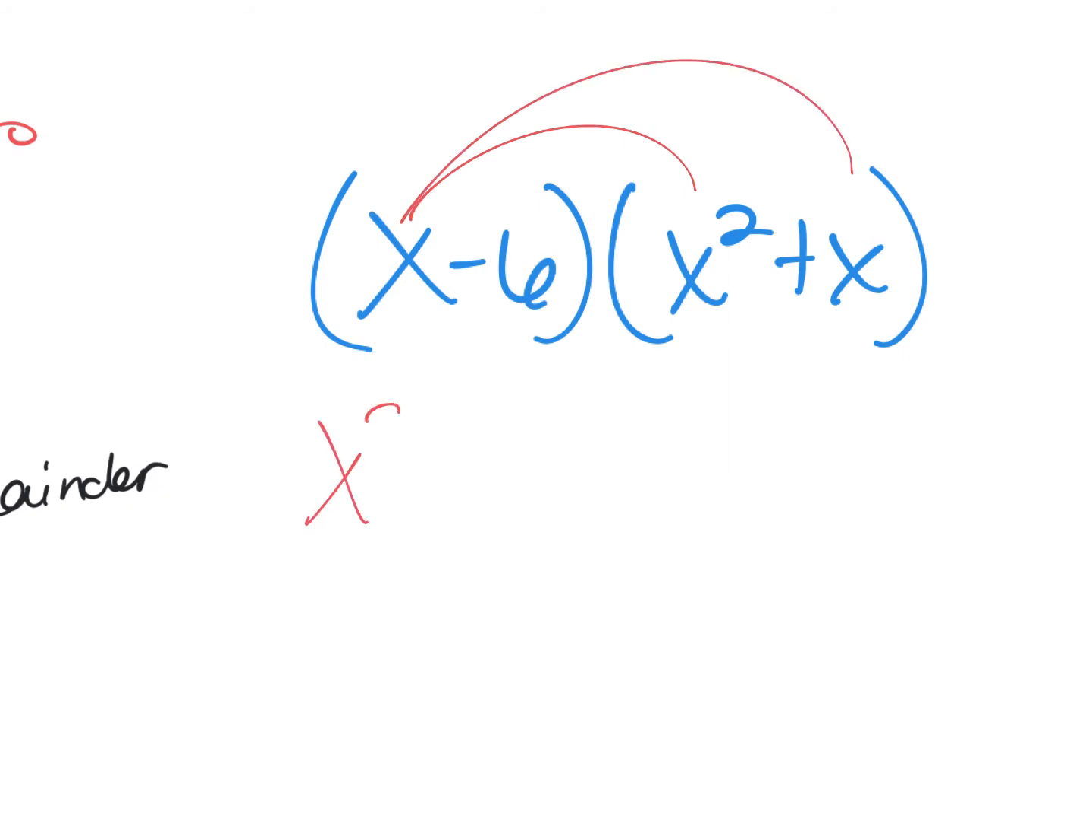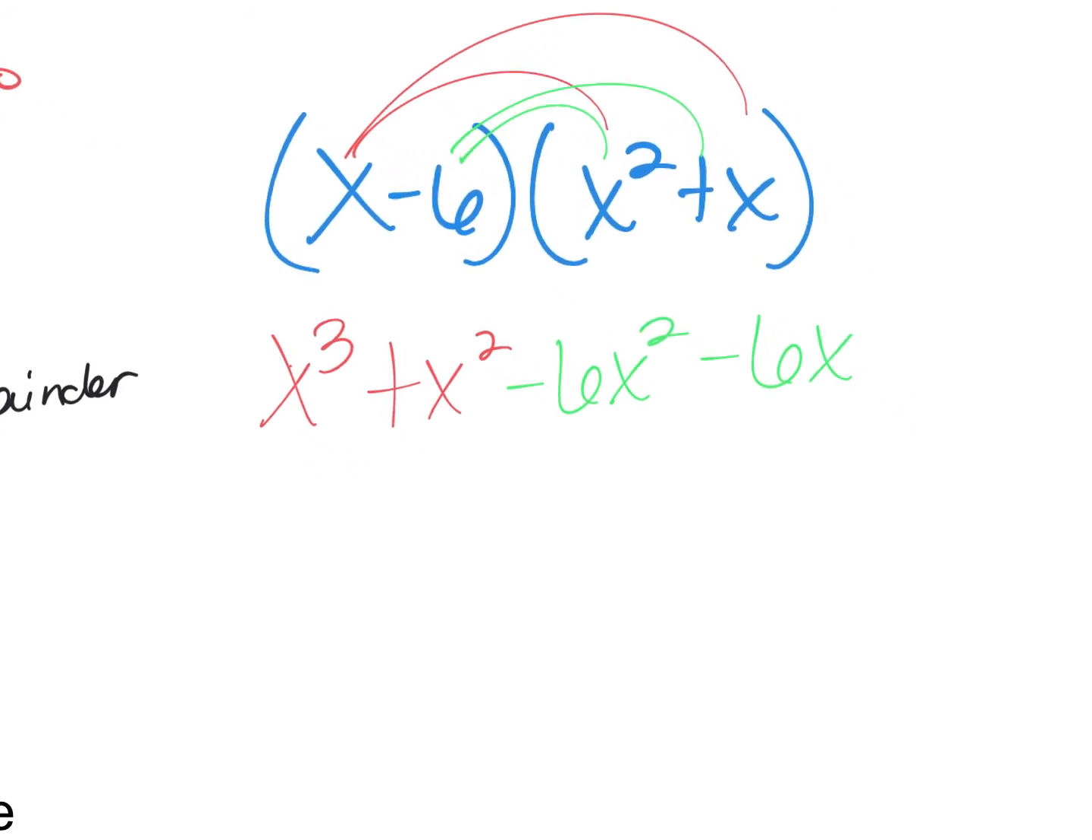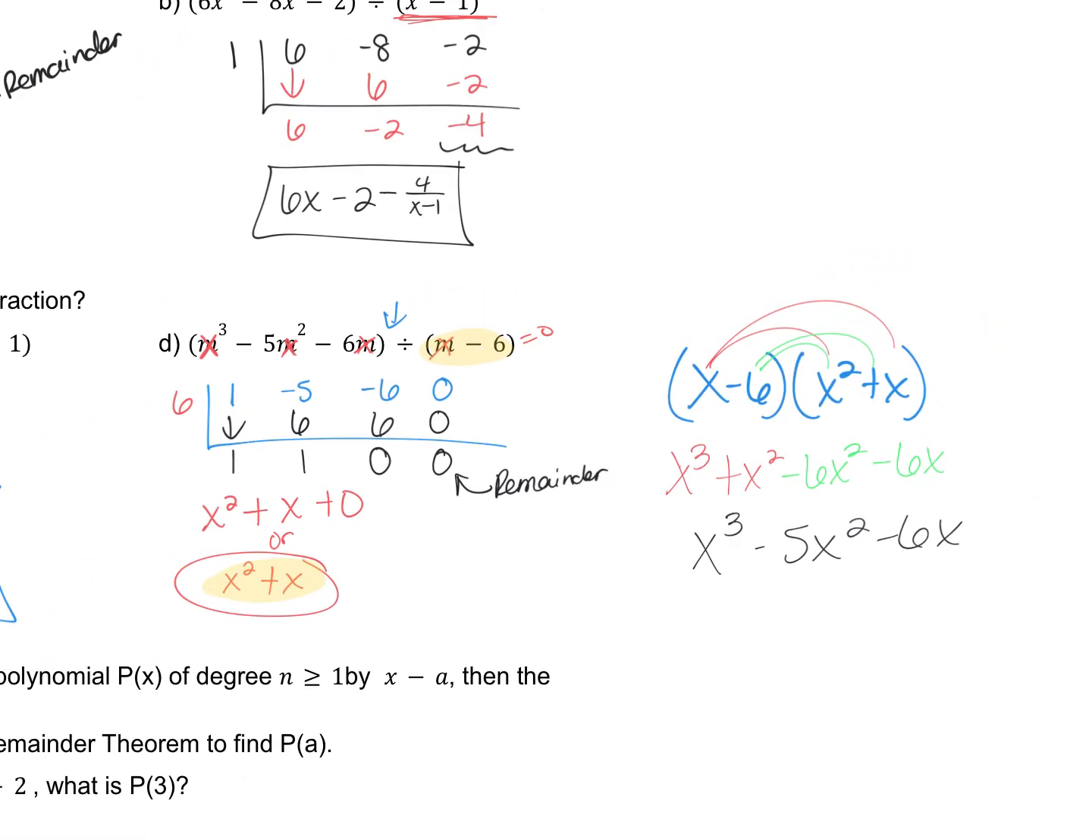So that would be x cubed plus x squared minus 6x squared minus 6x. So combine your like terms in the middle. We have x cubed minus 5x squared minus 6x. Is that our original problem? I hope so. Yes, it is right here. So we did it. So that is a quick way you could check your work if you wanted to.